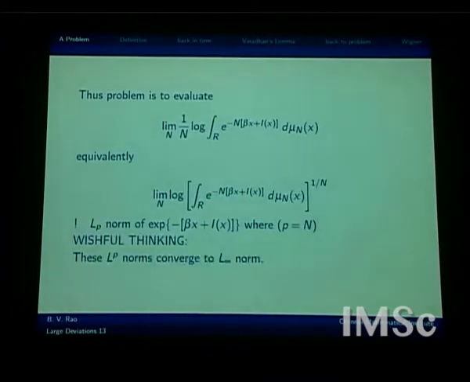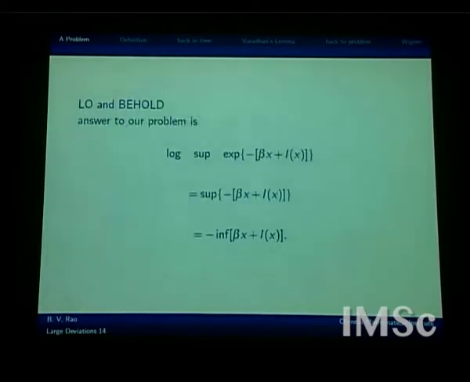limit over n of 1 by n log. Okay. You have to look at the log of the sup norm of the integrand, e to the power of minus beta x plus I x. Okay. You have to take the sup norm of that. That is where the LP norms converge, hopefully. This is all a hope. Therefore, log remains as it is, sup of that exponential.